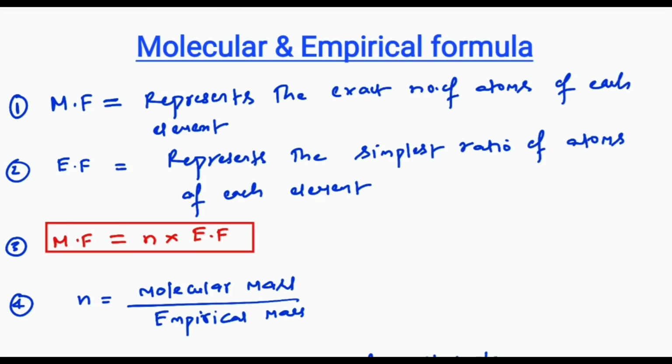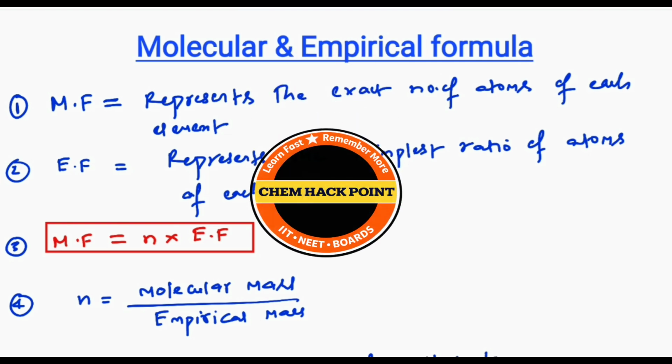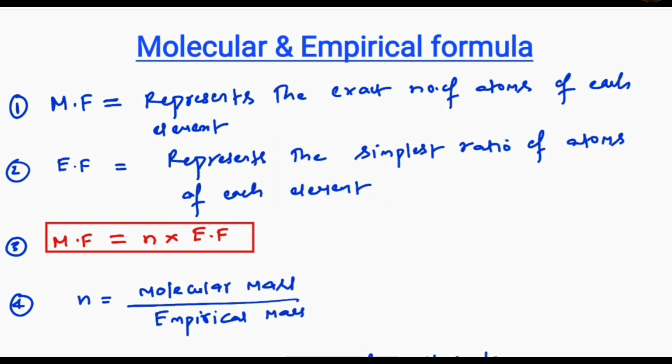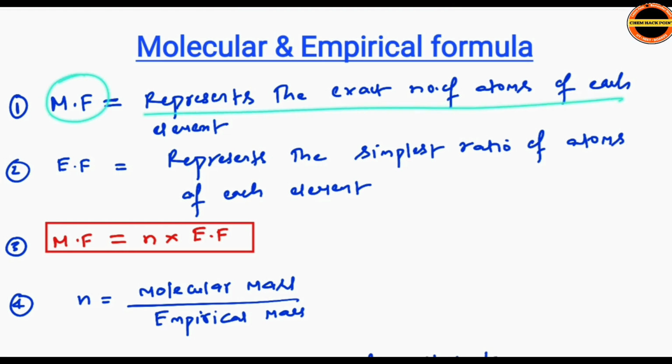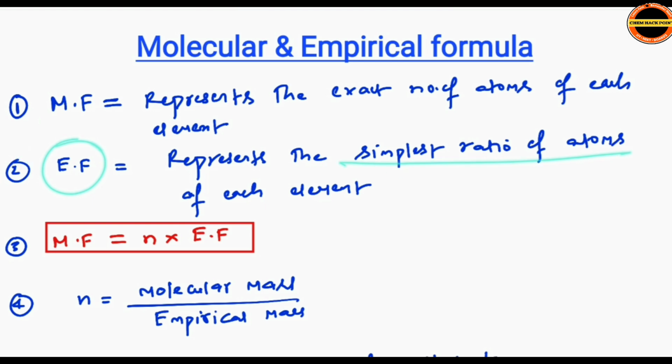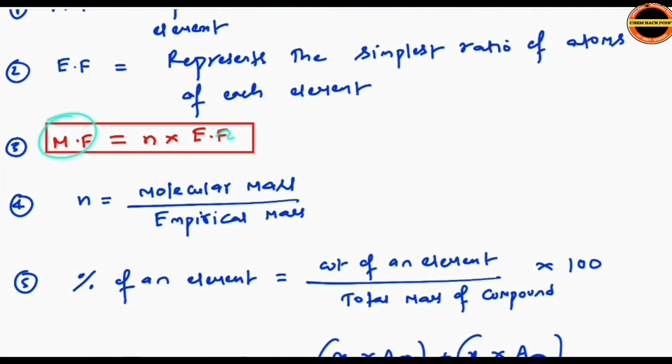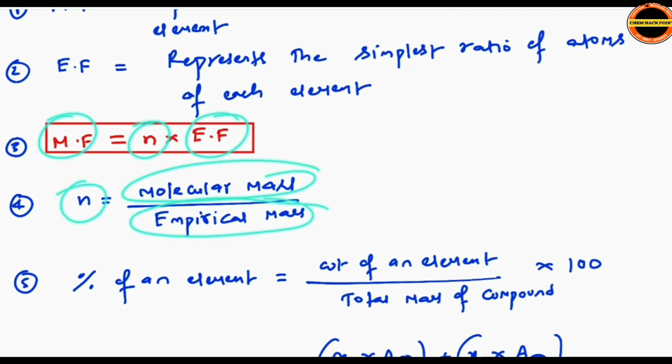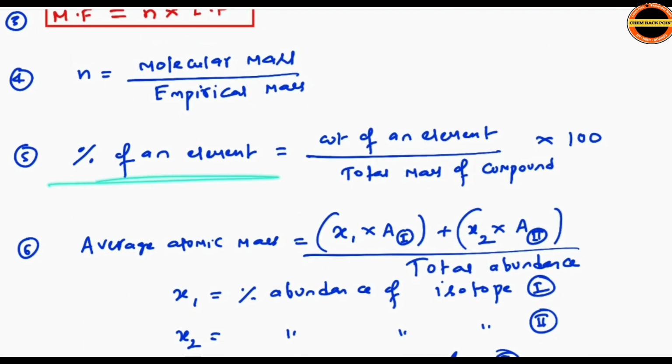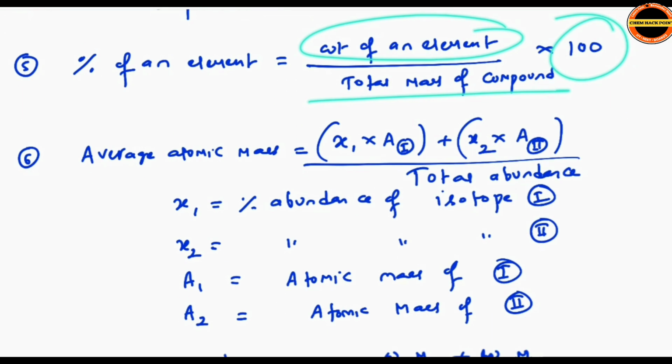Calculation of empirical formula by using percentage compositions is the most repeated question format in every JEE Mains paper. Hello students, let us start today with molecular formula as well as empirical formula. Molecular formula represents the exact number of atoms of each element. Empirical formula represents the simplest ratio of atoms of each element. Molecular formula is equal to empirical formula into N, where N is equal to molar mass by empirical mass. Percentage of an element is equal to weight of the element by total mass of compound into 100.